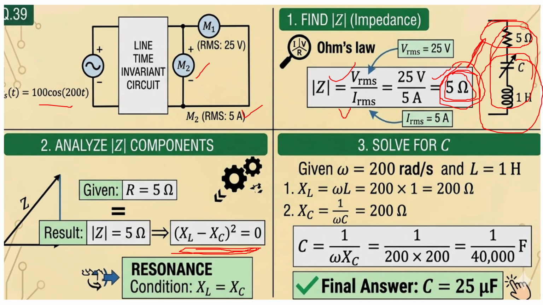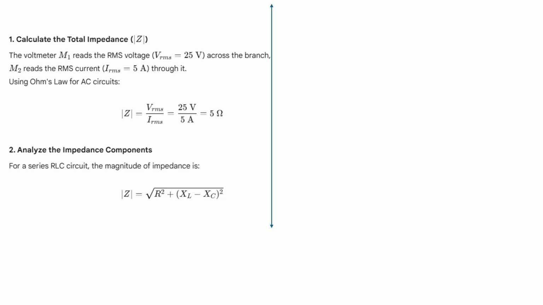Now XL is equal to omega times L. Omega we already have in the equation, that is omega is 200. So put omega 200, and L is also given in the circuit, that is 1 Henry. So you will get omega L. Similarly, XC is equal to 1 over omega C, and omega is already given, that is 200, and C is unknown. So you can equate both of them, XL equal to XC, and put in all these values, and you will get the value of C equal to 25 microfarad.